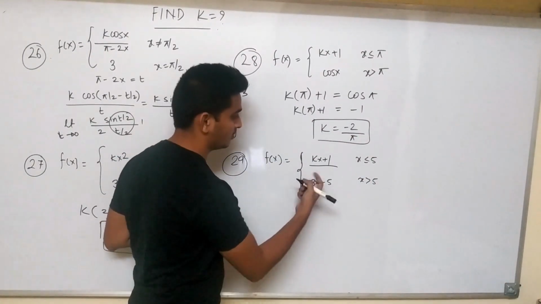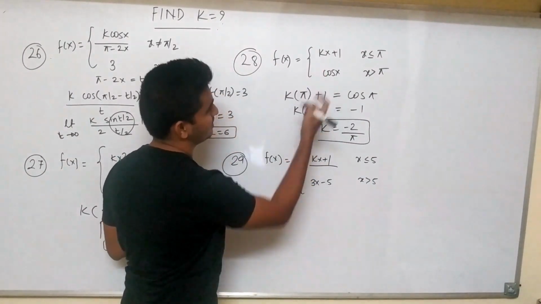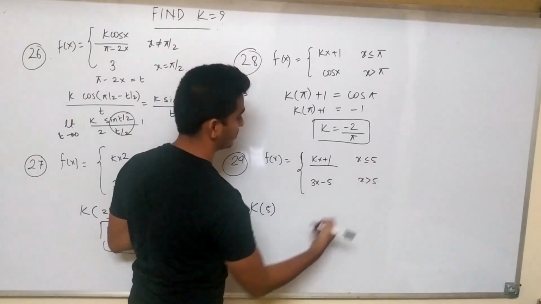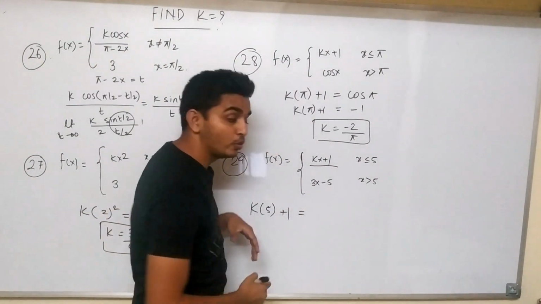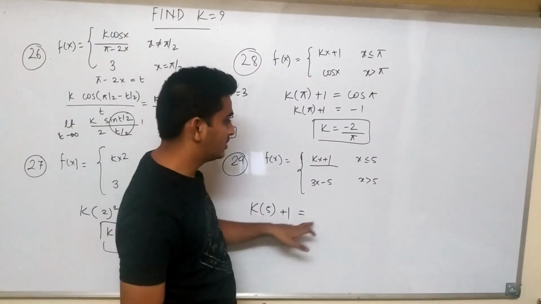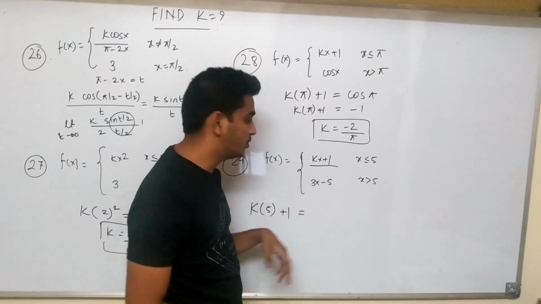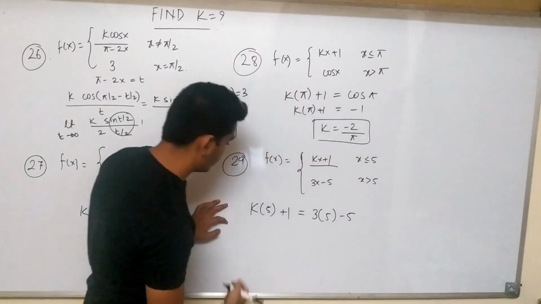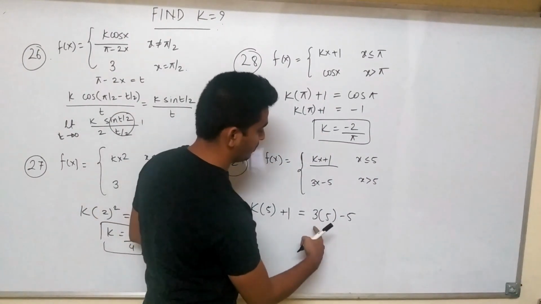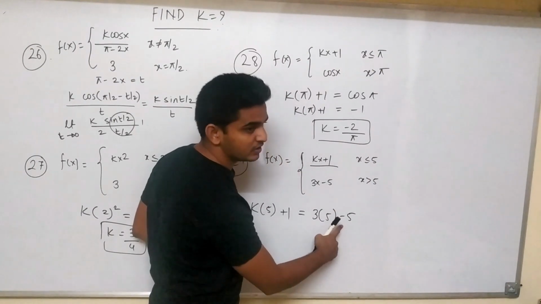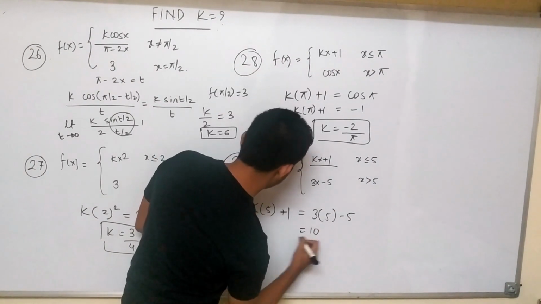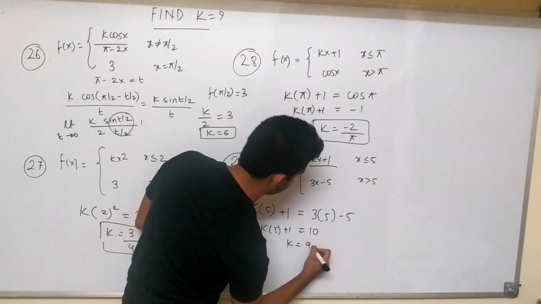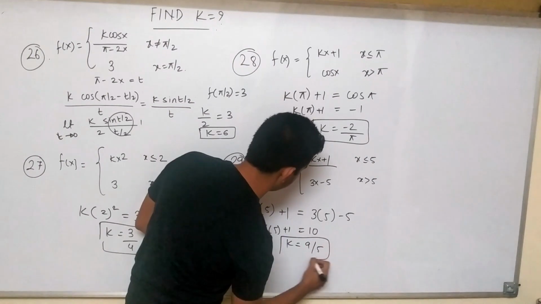So in the 29th problem, we have k times x plus 1, which is basically the same. So k times 5 plus 1, because it is less than or equal to 5, and we need to equate this. You understand? First you have to understand this, because these two functions are continuous. So if you plug in 5, what is k times 5 plus 1, which equals 15 minus 5, which is basically 10. So this is 10. So you have k as 9 upon 5.